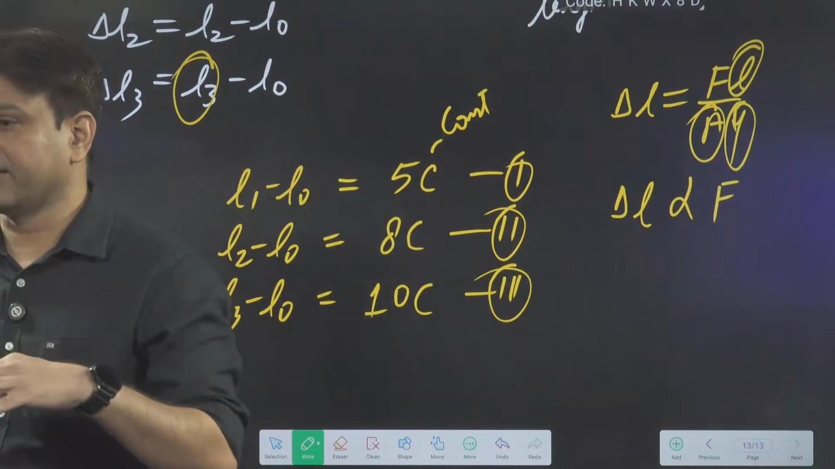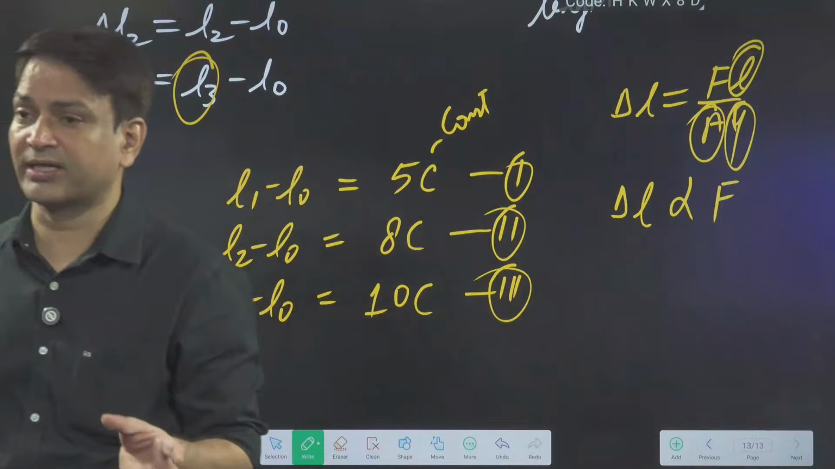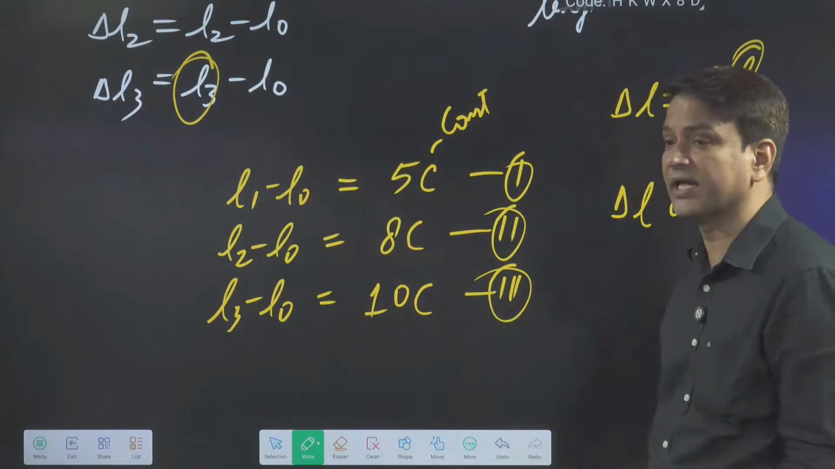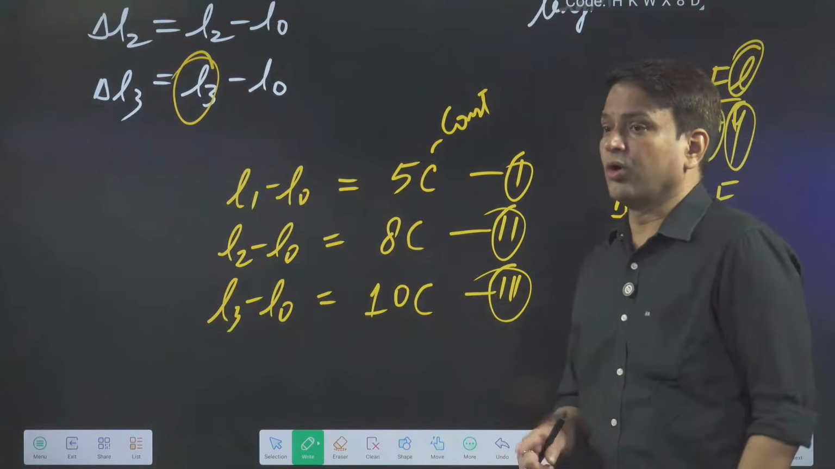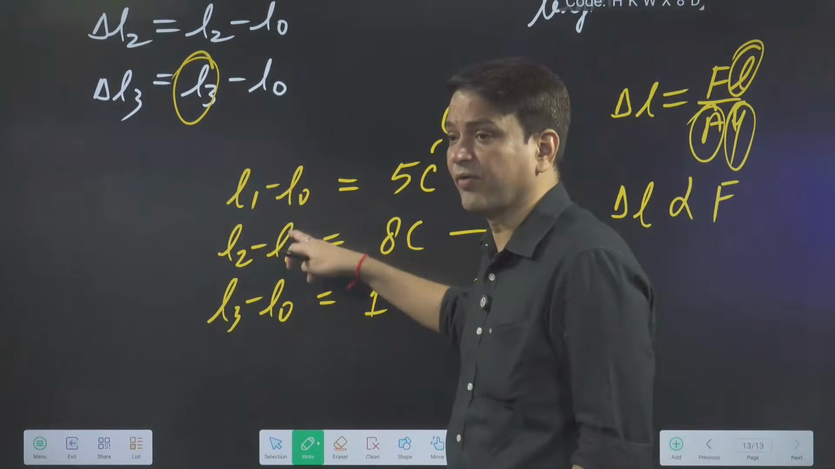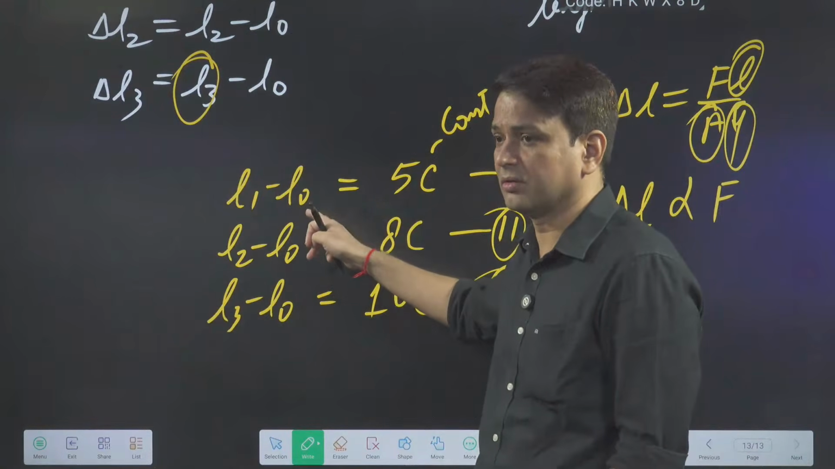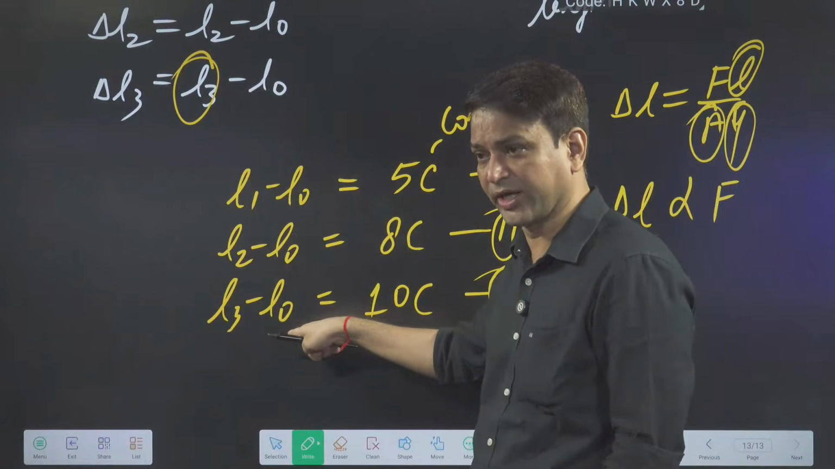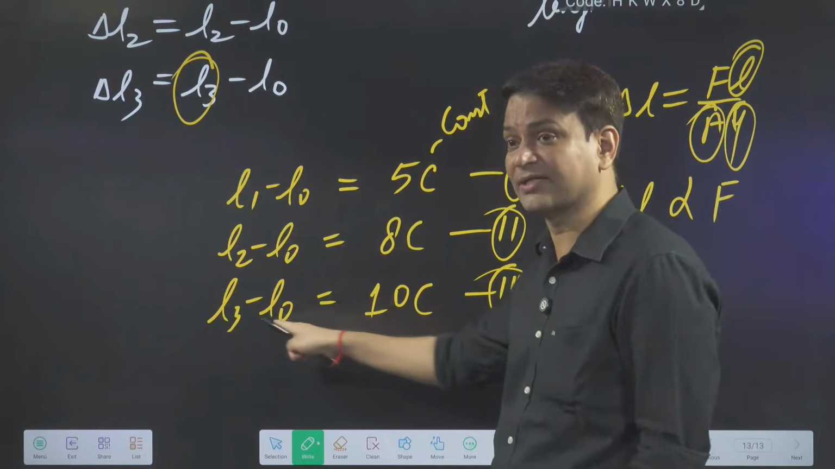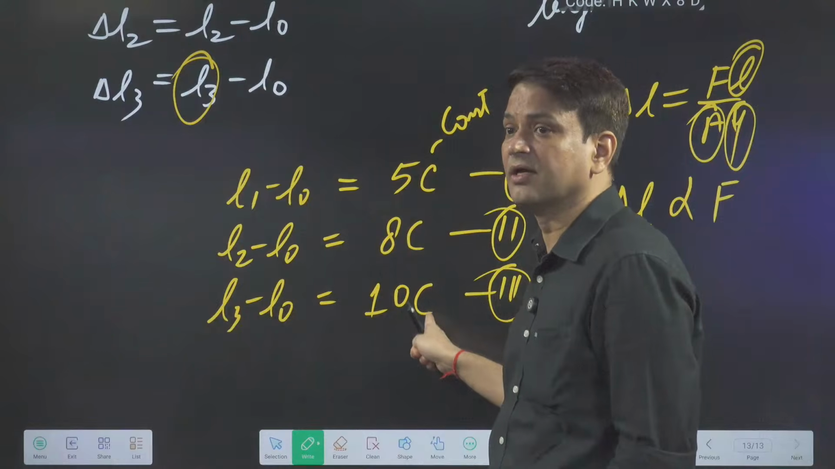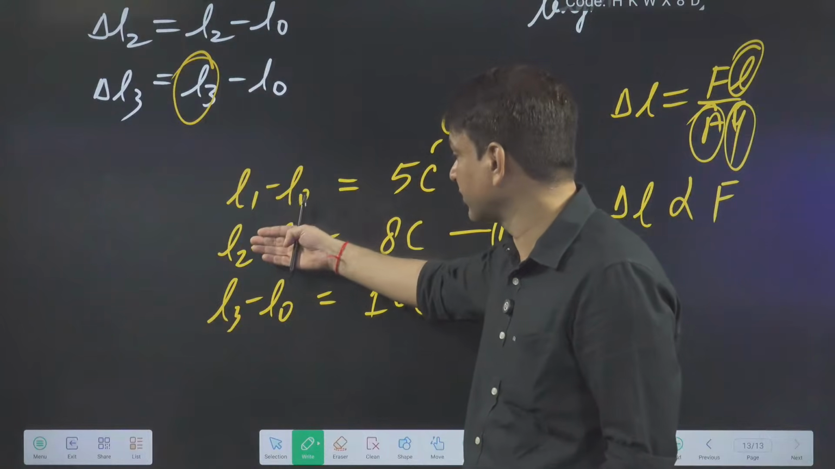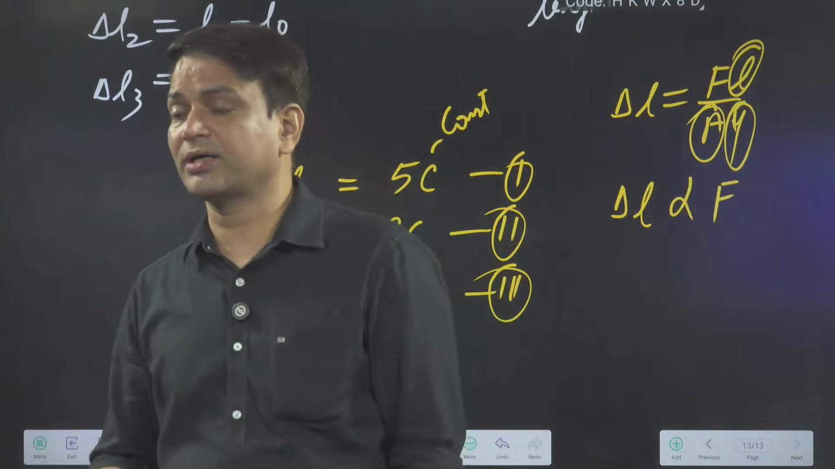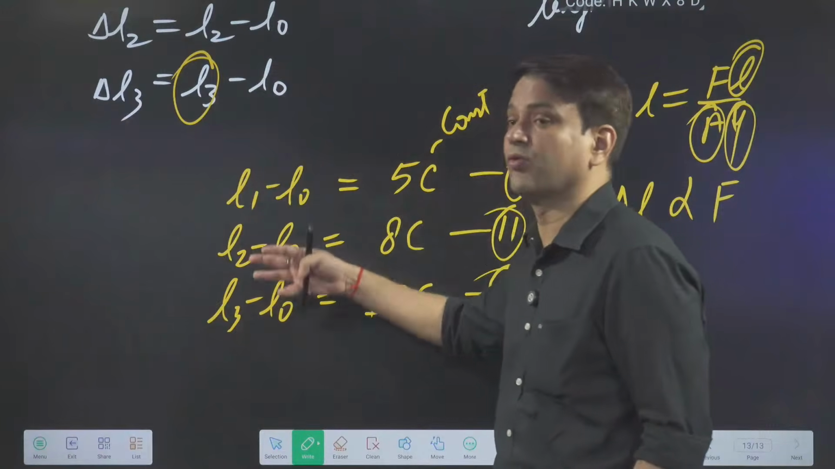But they need L3. Here they are not asking the natural length. They are asking the length when the tension is 10 Newton. It means we need L3. Okay. So somebody will do what? By using 1 and 2, they will find L0. That L0 you will put here. And then still you cannot get L3. Why? Here 10C is there. So again you will divide either 2 and 3 or 1 and 3, then C and C will get cancelled out. So what I'm saying, if you need L3, what will you do?